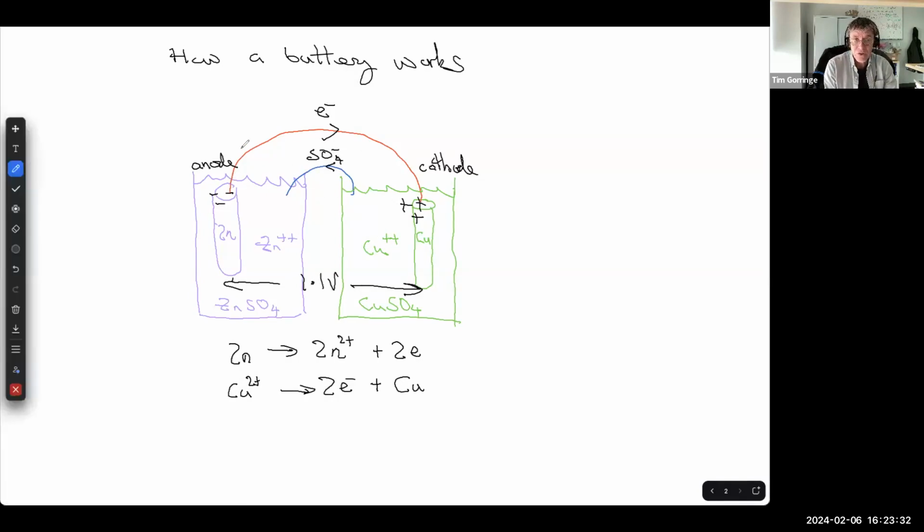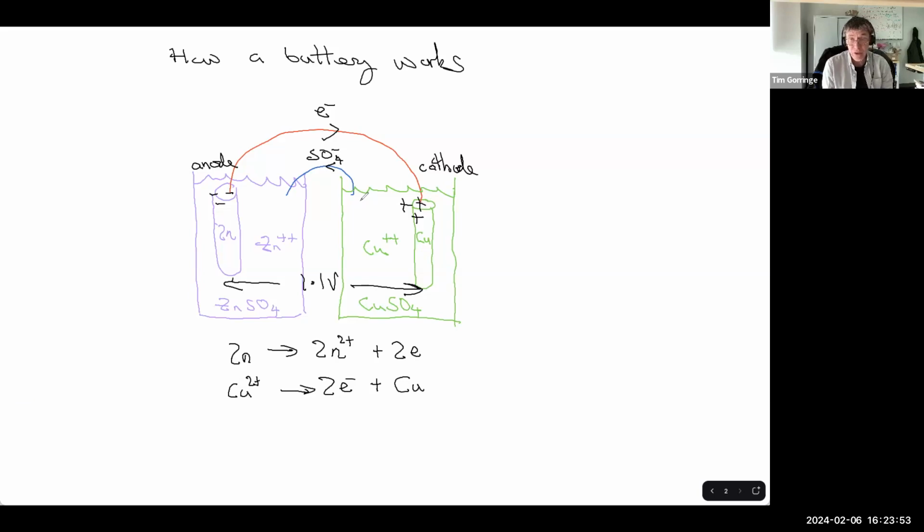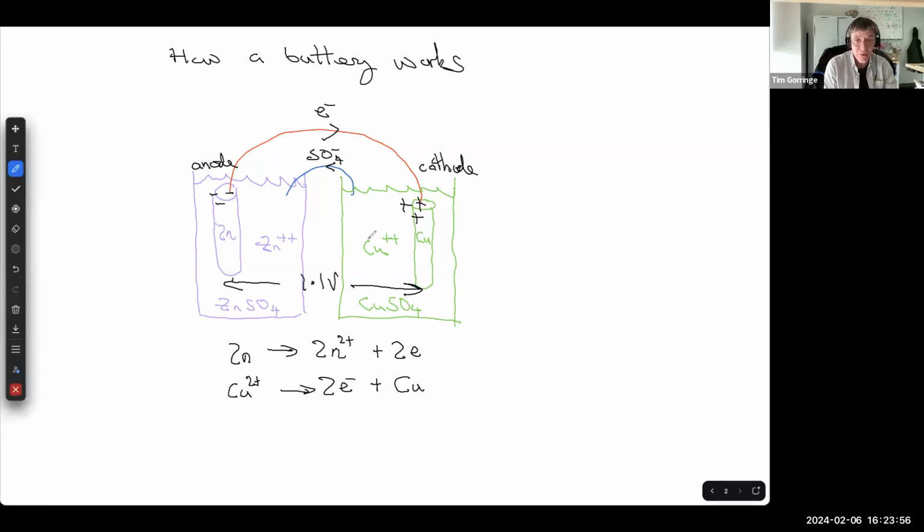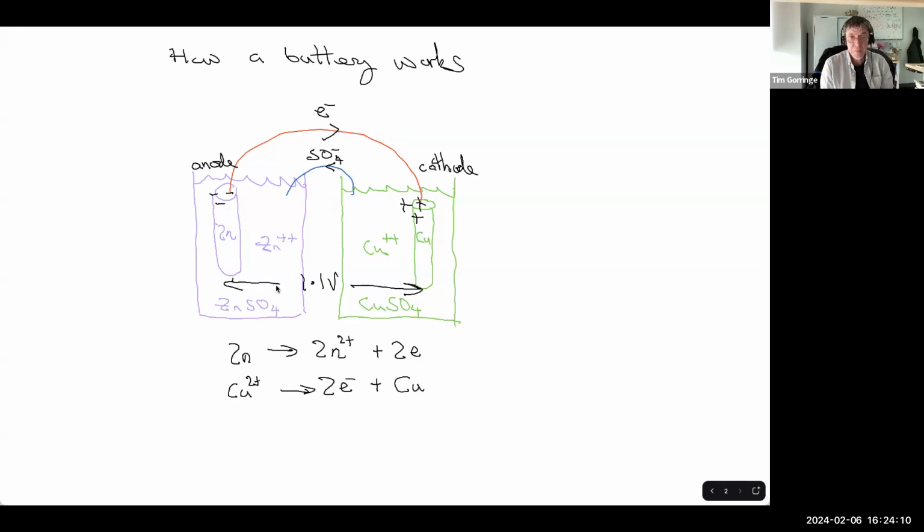Negative charge in the form of electrons is flowing from the zinc electrode over here to the copper electrode. So negative charge is flowing in this direction from left to right as electrons, but simultaneously, otherwise we would build up net charges on the left and right. Simultaneously, sulfate ions are flowing from the right-hand side back to the left-hand side, from the copper sulfate to the zinc sulfate over here.